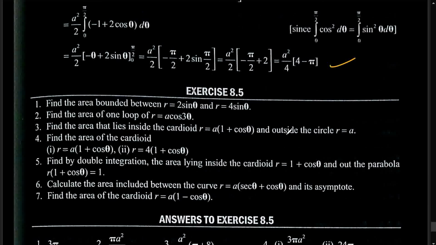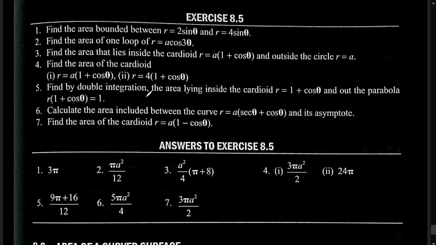And these are the exercises in polar form, finding the area. So just go through it and just try to solve it. These are the answers. Cross check. Sometimes these questions may contain some spelling mistakes, or I mean printing mistakes, so just ignore it.